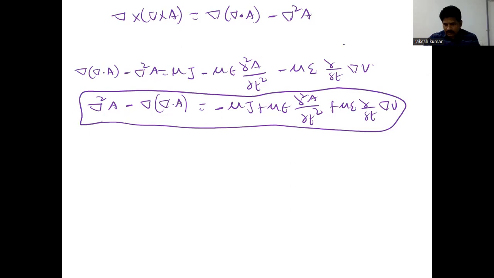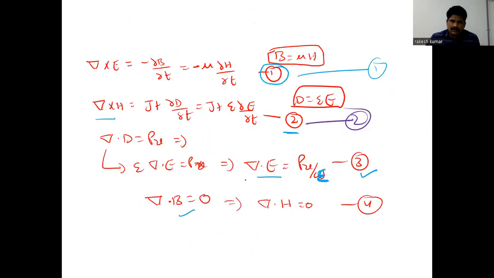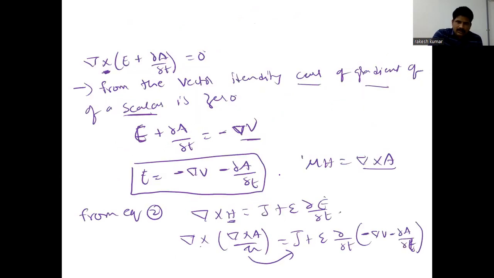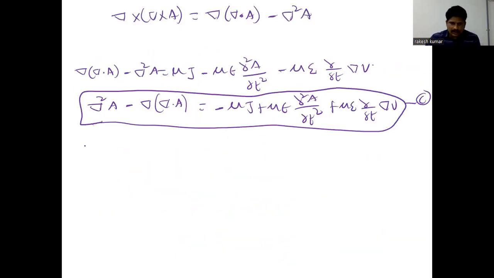Let's consider this as expression C. Now let us consider the equation. This is my equation 3, from Maxwell's equation 3. What is that equation? Del dot E is equal to rho V by epsilon.